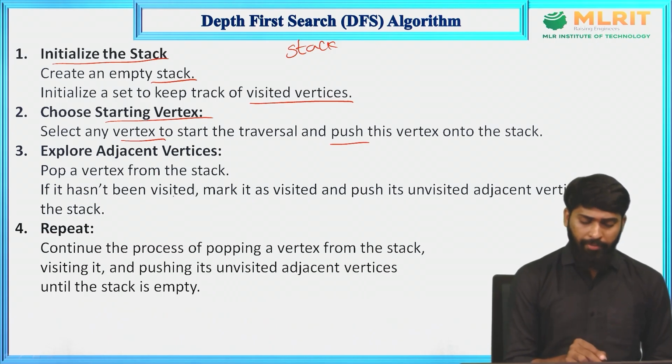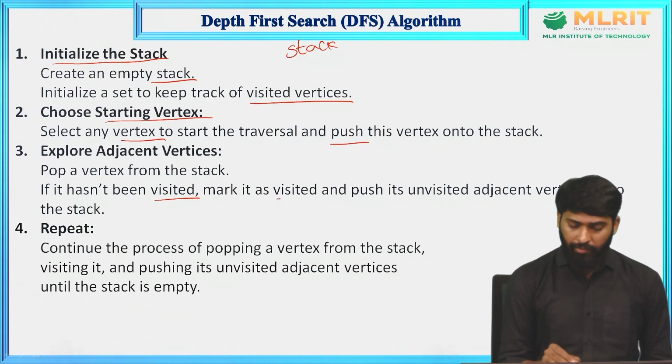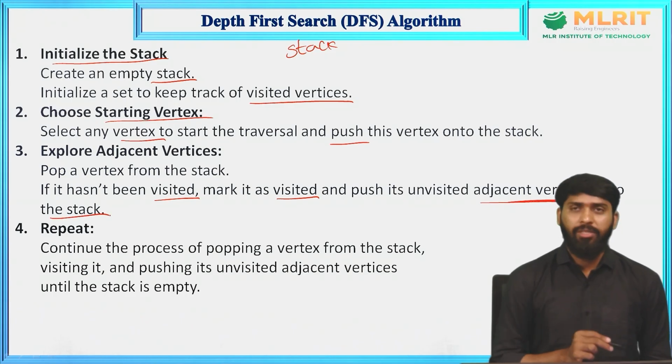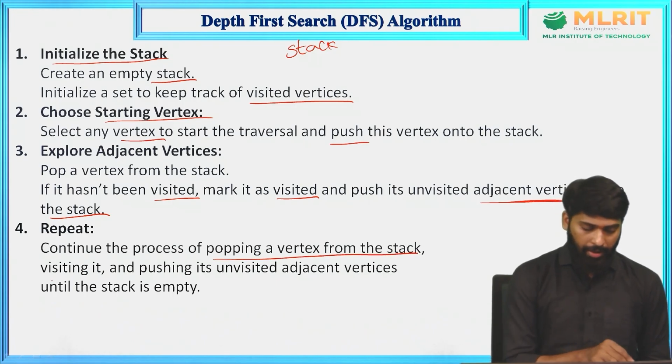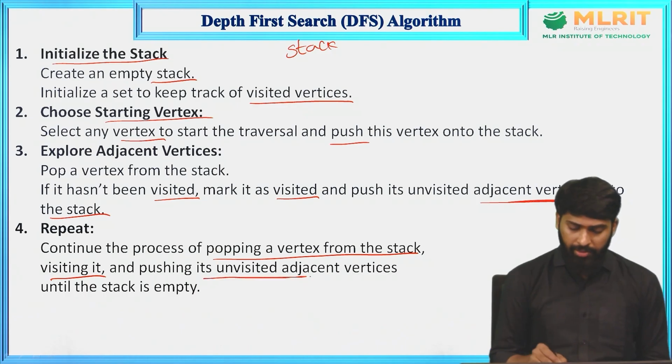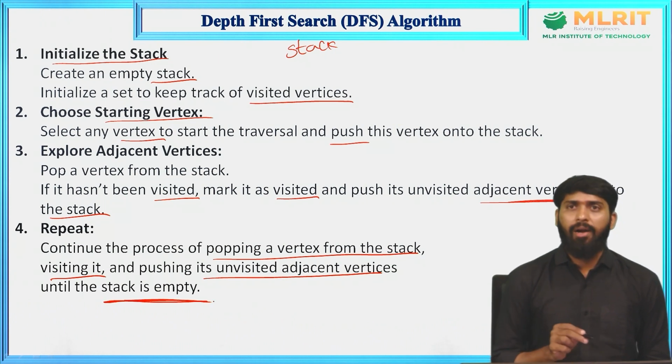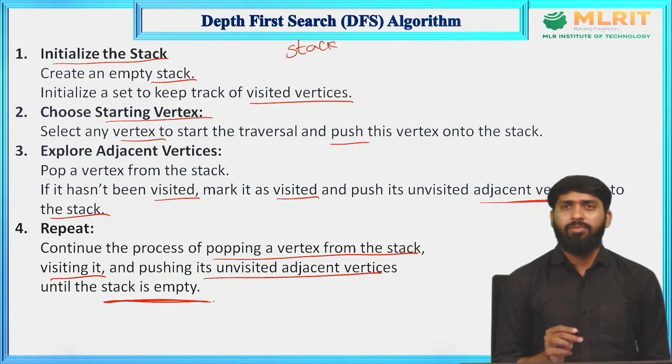If it has not been visited, mark it as visited and push its unvisited adjacent vertices onto the stack. Repeat this. Continue this process of popping a vertex from the stack, visiting it and pushing its unvisited adjacent vertices until the stack is empty. This is the condition. Until the stack is empty, visit the vertex, push the adjacent vertices into the stack, and again pop until the stack is empty. So let us discuss with one example.